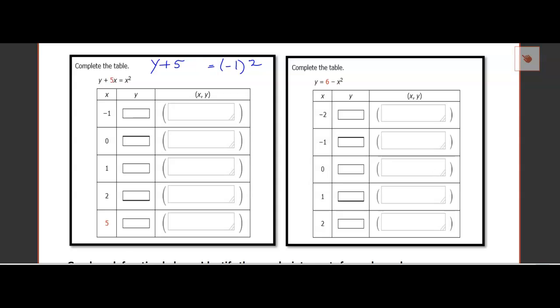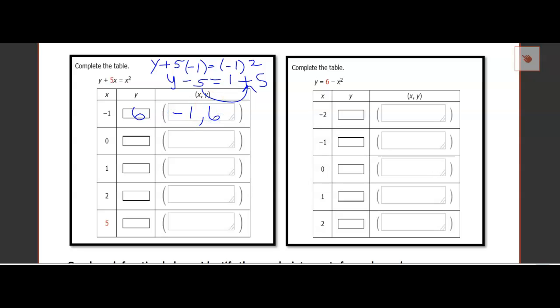Let me fix that up a little bit. That's a little bit better. Okay, and then we need to work it out, do the arithmetic, to find that value of y. So I'll end up with y minus 5 equal to -1 squared, which is 1. And when I add that 5 on the other side, I get y equal to 6. So the ordered pair is -1, 6.